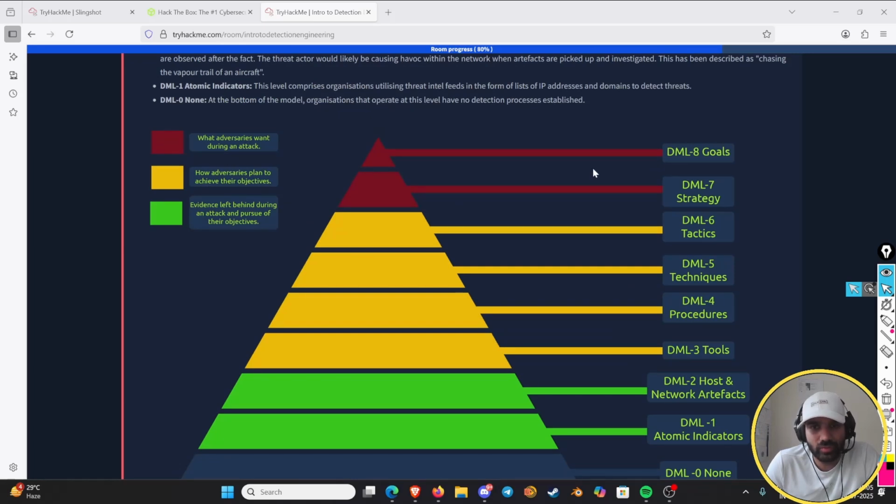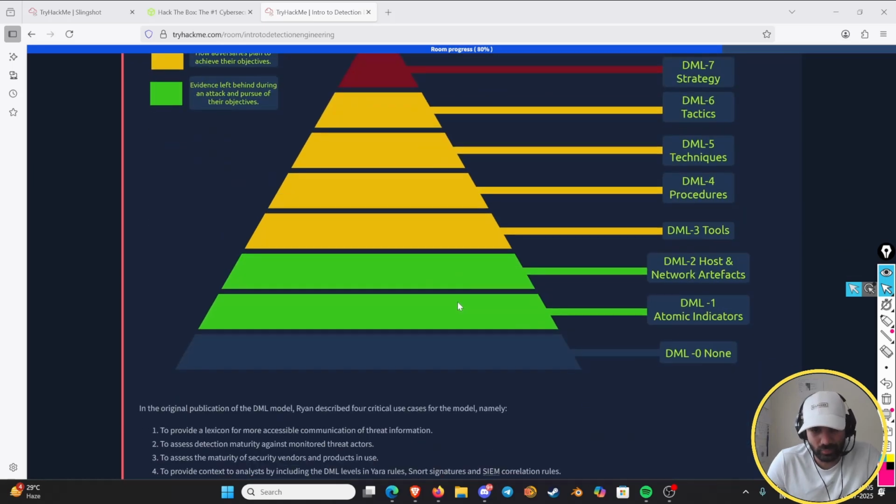So what do adversaries want? Levels 8 and 7. How adversaries plan to achieve their objectives: 6 to 3. And evidence left behind during an attack in pursuit of their objective: 2 and 1.